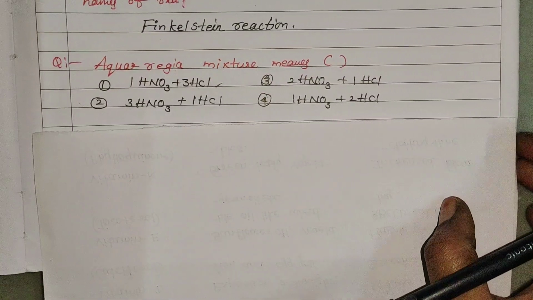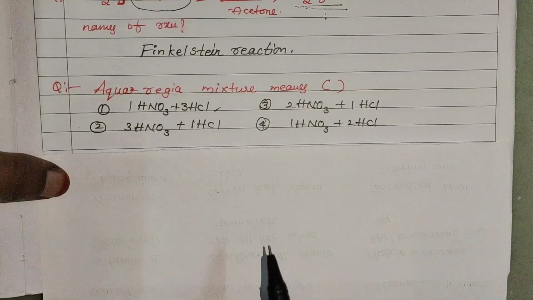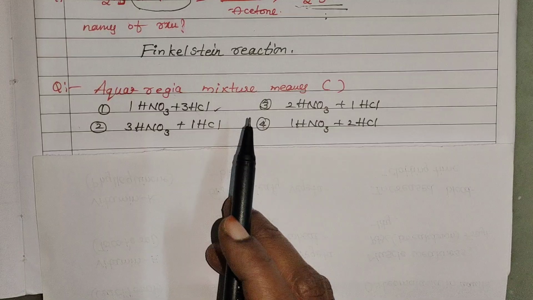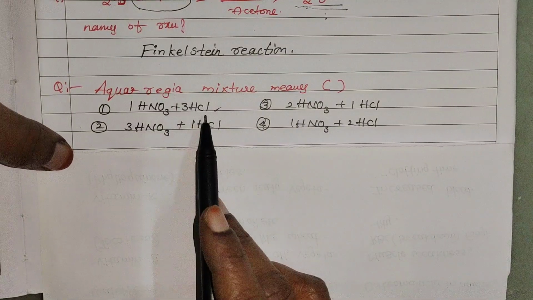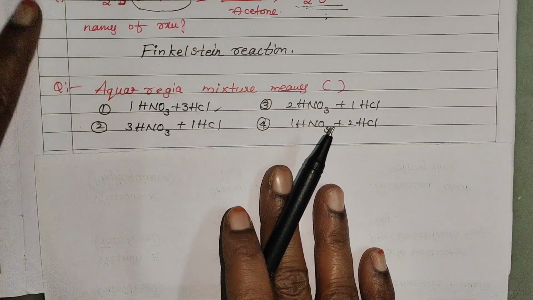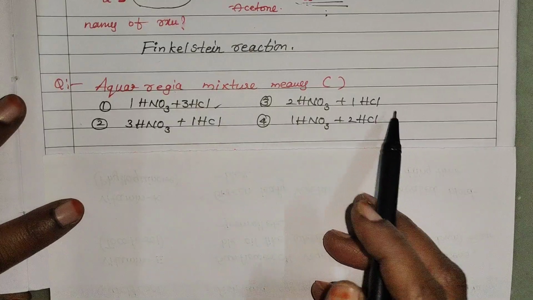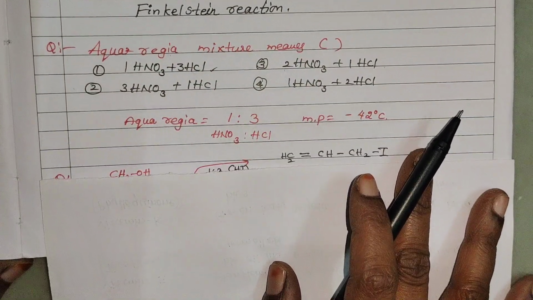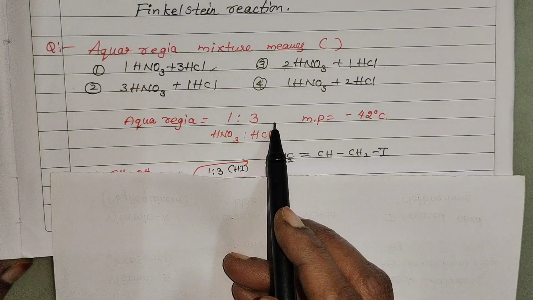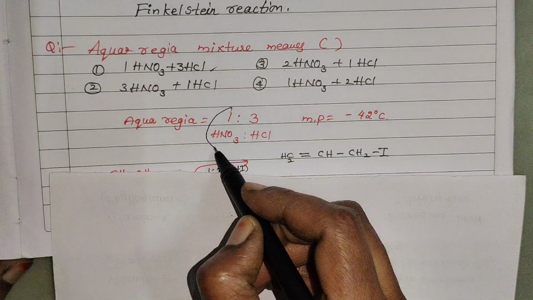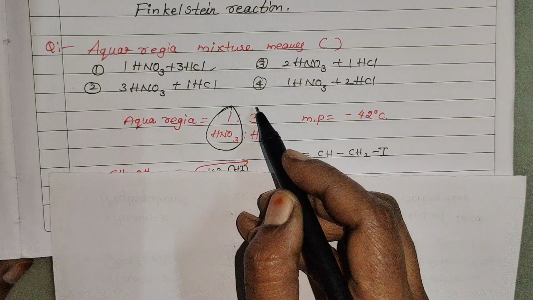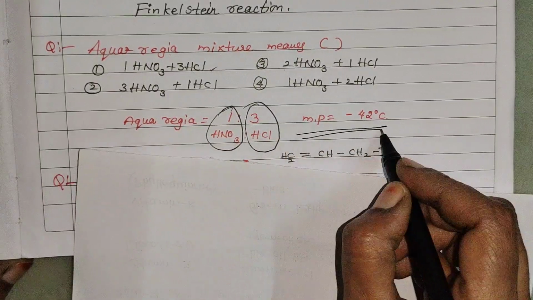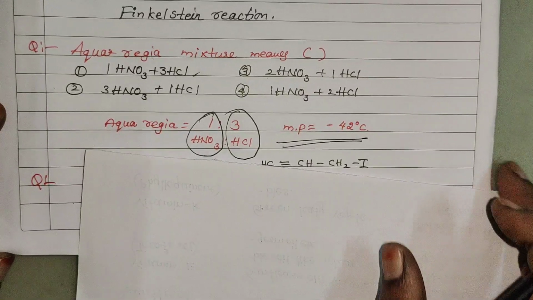Next question, what is aqua regia? Aqua regia means an HNO3 and HCl mixture. Everyone remembers that, but they forget the ratio. So a 1:3 ratio of HNO3 to HCl is the correct answer for aqua regia. Don't forget this. See, this aqua regia is a 1:3 ratio, 1 portion HNO3, 3 portions HCl. Melting point for this is -42 degrees Celsius.